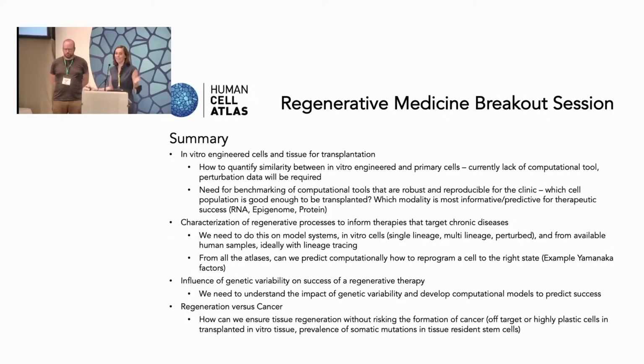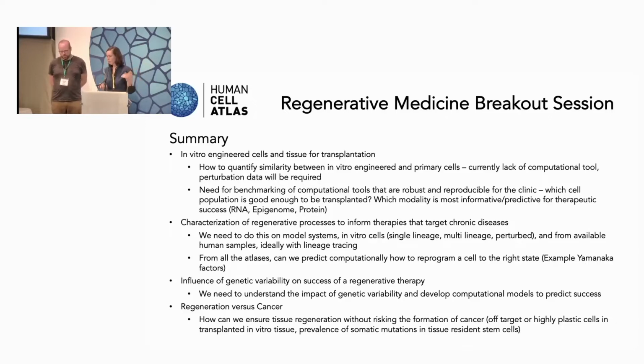And so generally we said, data is important, so it's definitely important to generate more data on all kinds of regeneration contexts. But then there was the question, can we, from all these atlases and data that is there, predict what is the right cell state, and how do I get to that right cell state? And so we discussed, for example, the Yamanaka factors. Can we, from existing data, predict these are the Yamanaka factors that we need to use? And we said we are not yet there. We need to also work more on the computation.